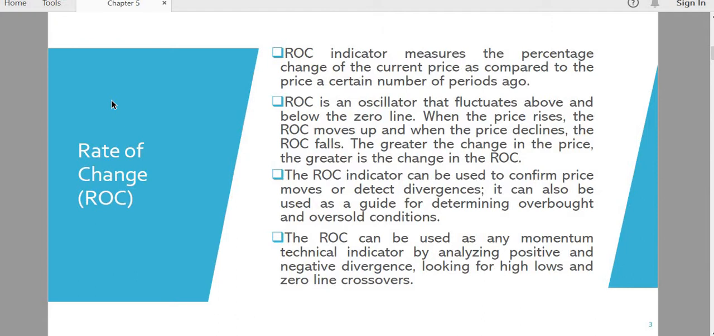The ROC indicator can be used to confirm price moves or detect divergence. It can also be used as a guide for determining overbought and oversold conditions. The ROC can be used like any momentum technical indicator, by analyzing positive and negative divergence, looking for high-low and zero line crossovers.